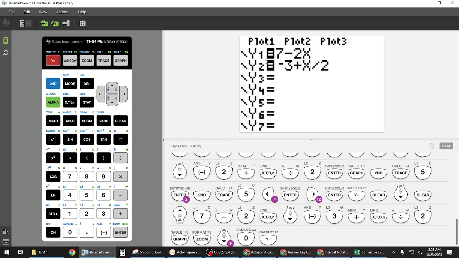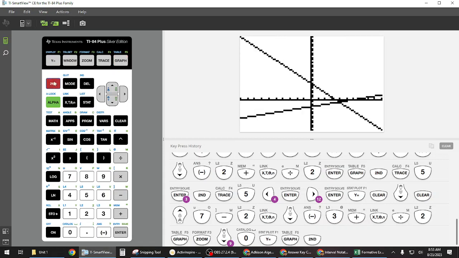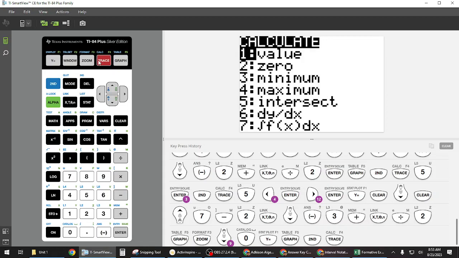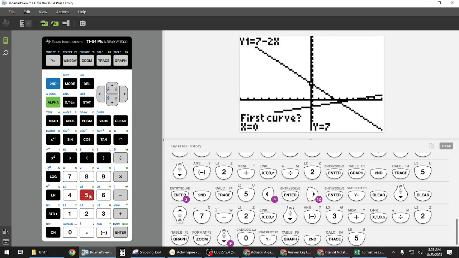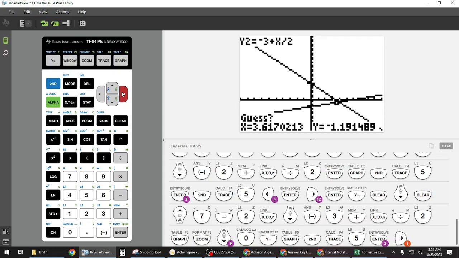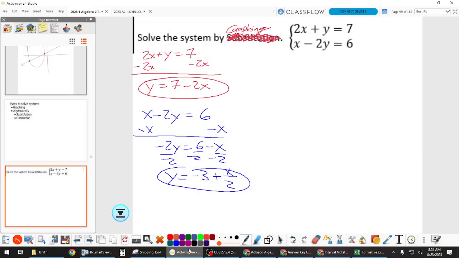Anyway, so we're back here, and we say second trace, which is calc, or calculate. We want to calculate the intersection. Is the first one I want to check 7 minus 2x? Yes. Is the second one negative 3 plus x over 2? Yes. Is that my guess? Sure, why not? You could arrow over there, just hit the arrow and make it a little closer. Anyway, we get 4, negative 1. So our solution needs to be given as a point. X was 4, Y was negative 1.